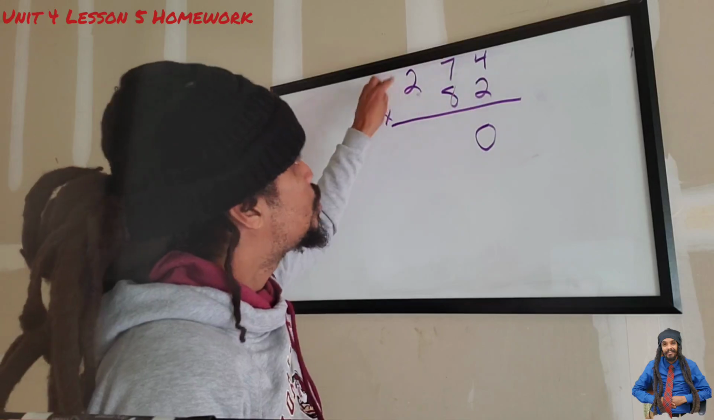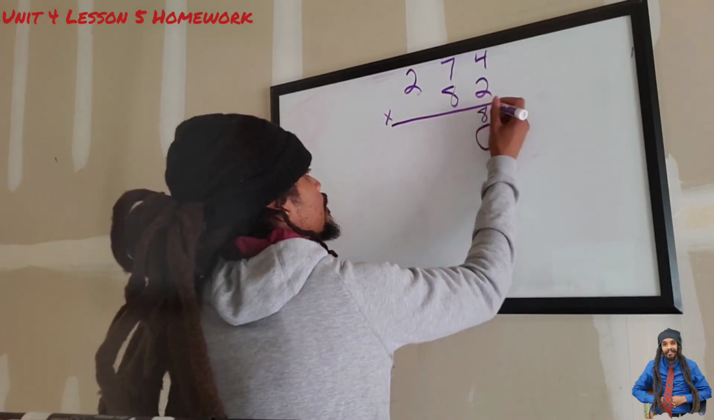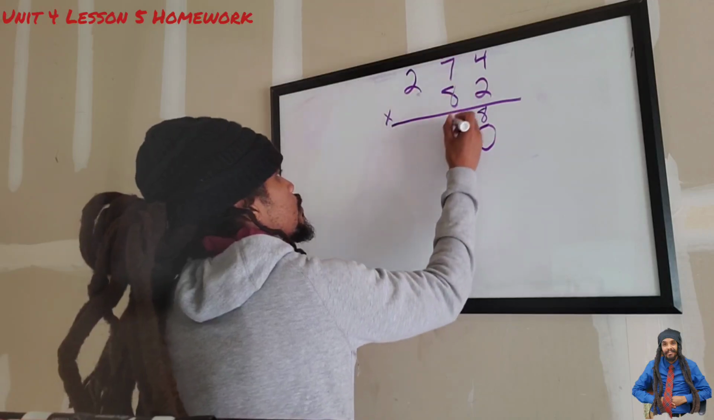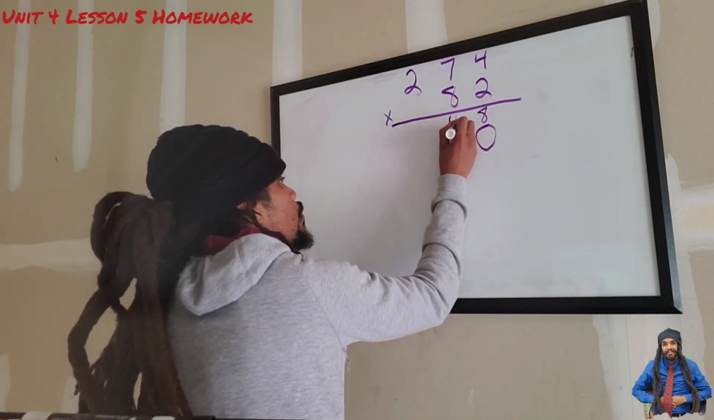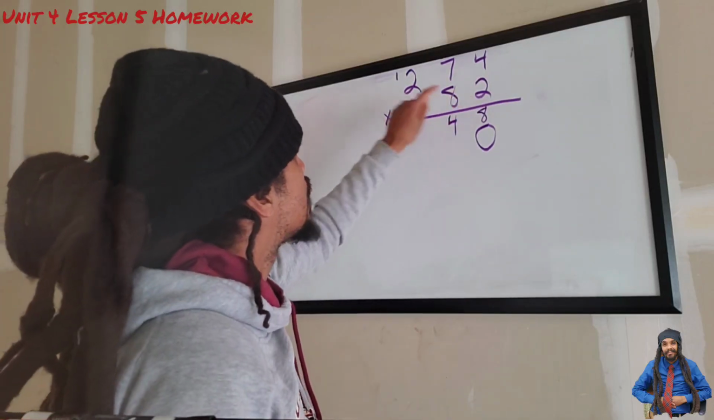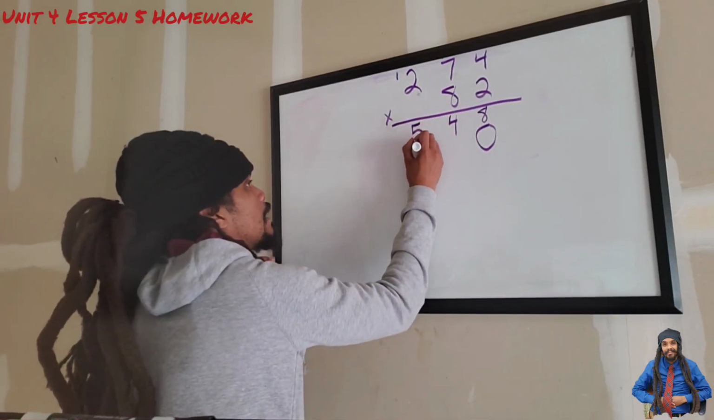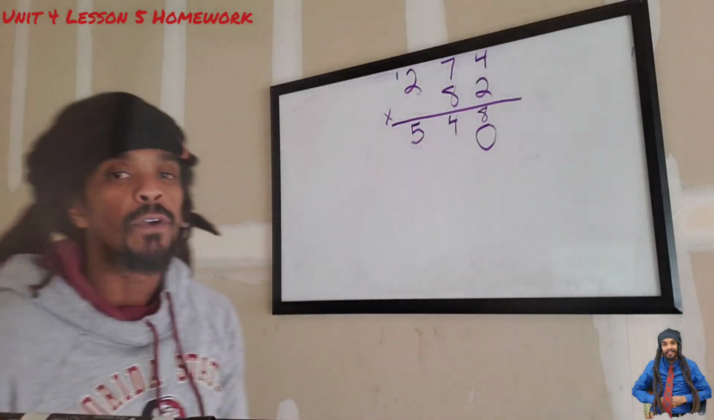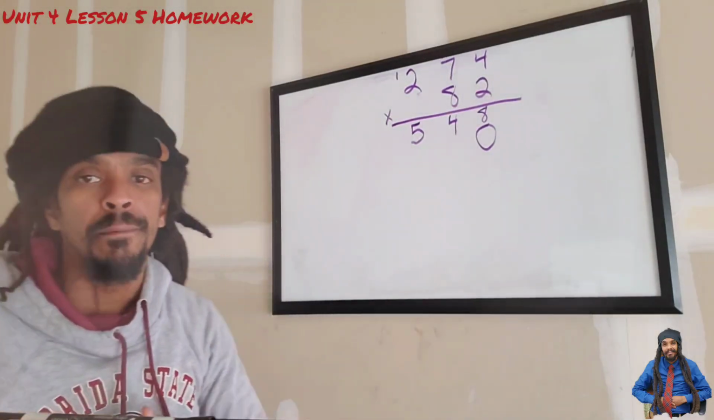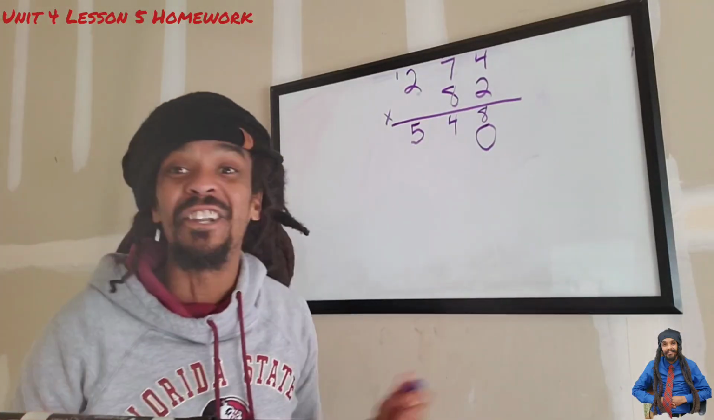We're going to multiply 2 times all these numbers up here. 2 times 4 is 8. 2 times 7 is 14. I will drop my 4, raise my 1. And now 2 times 2 is 4, plus 1 is 5. Okay? So our first row would be 548. All right? Any questions? Good, because I can't hear you no way.